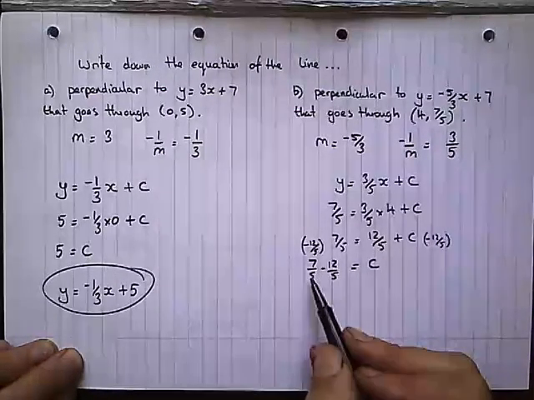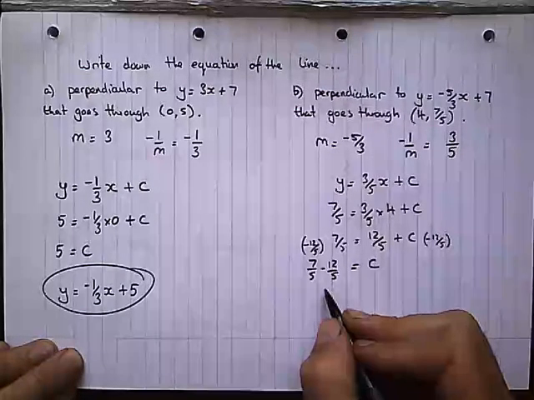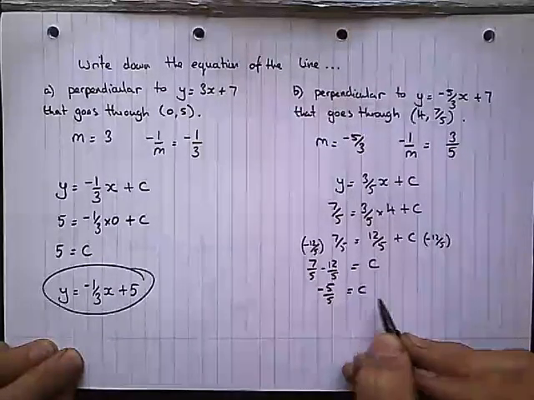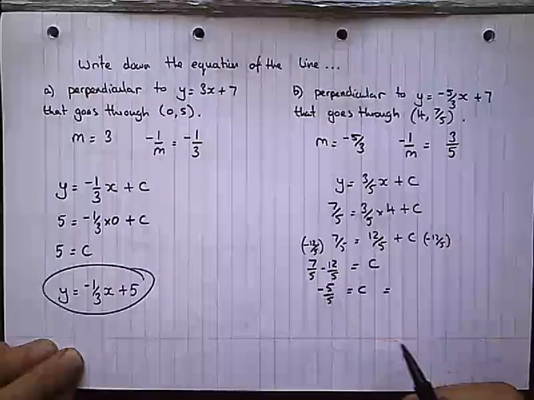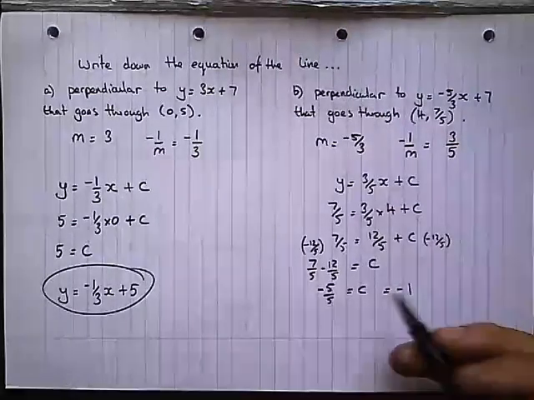Because they're the same denominator, it's nice and easy. 7 take away 12 is minus 5, sorry. So it's minus 5/5 equals c. Well, actually, minus 5 divided by 5 is just minus 1. So I've got the c value.